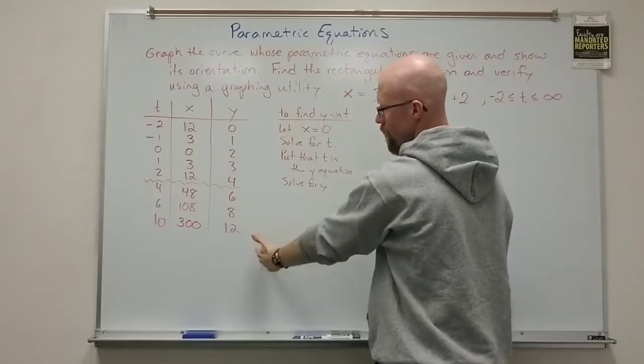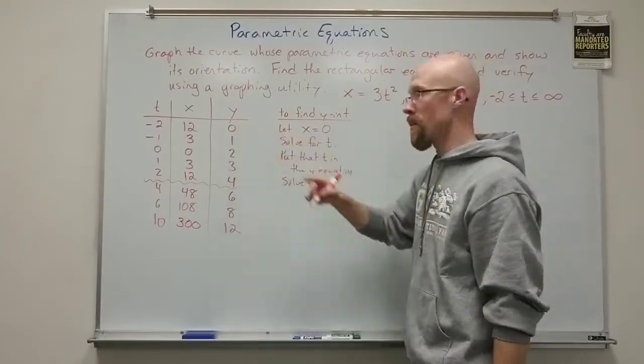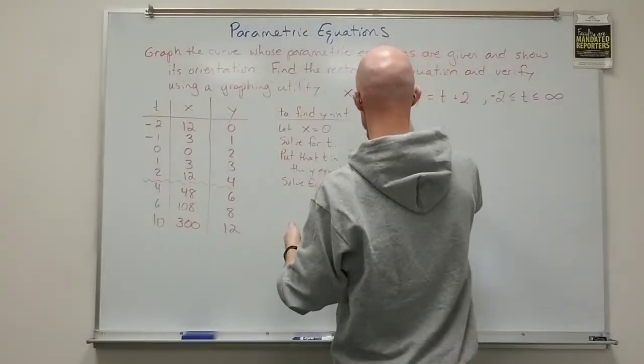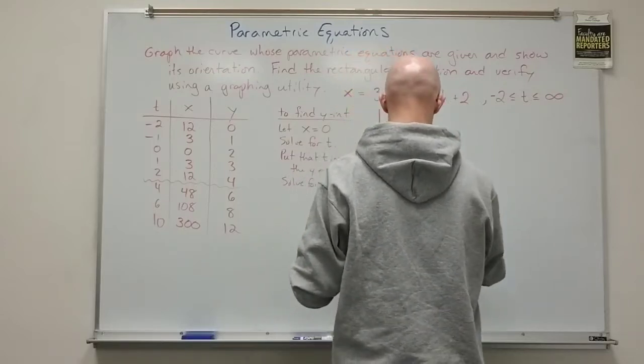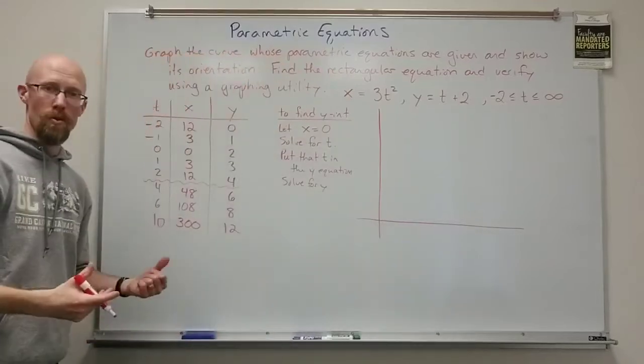The y values are all positive. I don't have any negative here, except for 0, which is not positive, but it's also not negative. So we're going to go above the x-axis and to the right. So pretty much all first quadrant and a couple of axes. That helps in determining what part of the graph I want to use, mostly first quadrant.